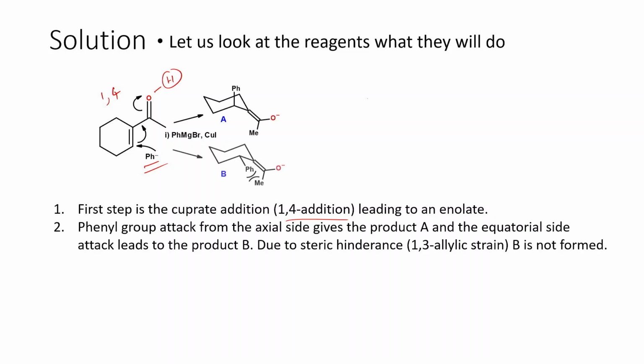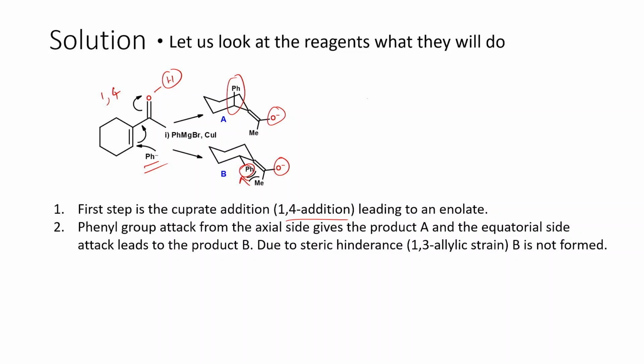So when this particular intermediate is formed, the oxygen is now having a negative charge. So we have two types of attack which are possible. The phenyl group can attack from the top, or from the axial position or equatorial position. Those are the two things. So this is the axial attack and this is the equatorial attack. But the equatorial attack has a problem because here we have a methyl group and there is a phenyl group. So they both are sterically in close proximity. So that attack is not possible.